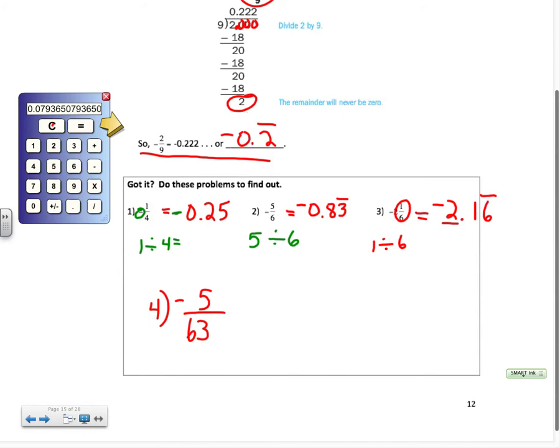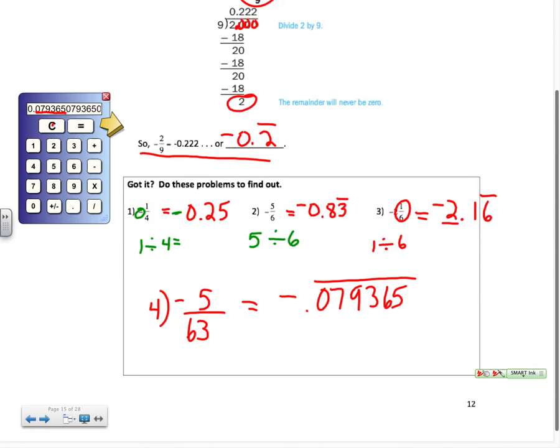If you look up here at your calculator, you have 0, 7, 9, 3, 6, 5. Is that pattern going to keep repeating? 0.79365. So we have a long repeating decimal here. It's negative 0.079365. Where does the bar go over? All of them. Okay, so sometimes you're going to have one digit in there repeating. Sometimes you'll have more than one.